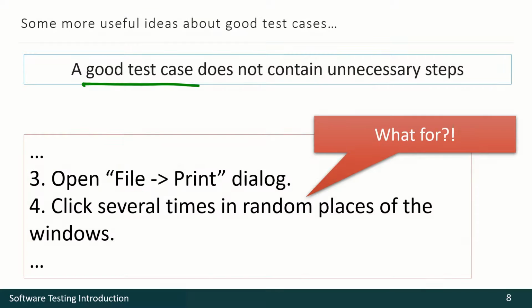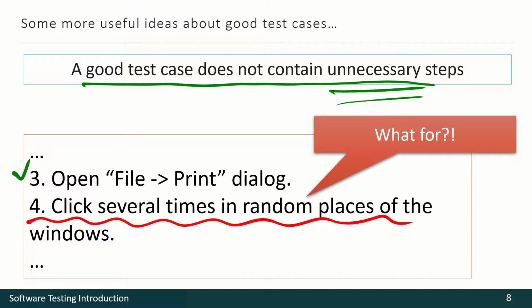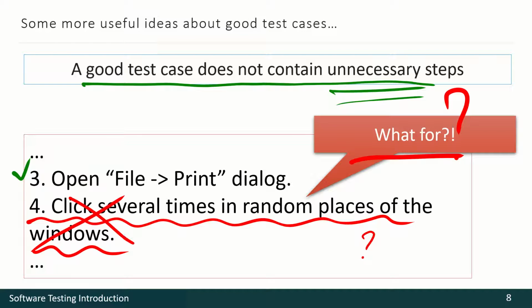A good test case does not contain any unnecessary steps. Let's see the example. Okay, we are opening some dialog here, and then we see such a step. What for? What's the idea of this step? Of course, we do not see the expected result here, so maybe, just maybe, there is something good, but usually there should be no such things.